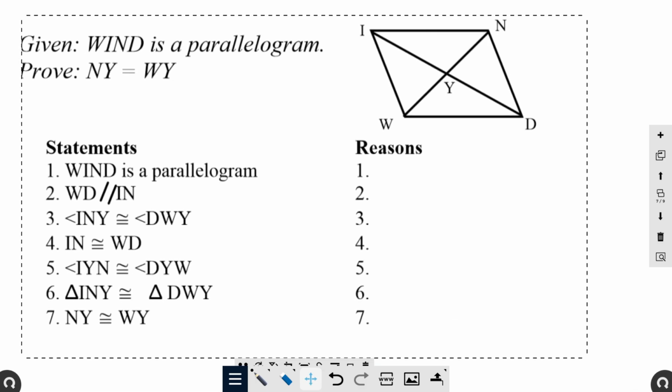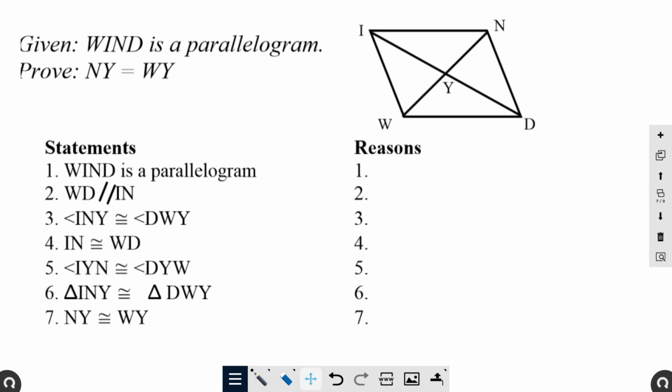Now, don't forget, when you start your proof, always look at what? What's given? Wind is a parallelogram. Well, that's your first reason. We were given wind is a parallelogram, so we're going to write given in that spot. All right, the next thing that we have, well, actually, probably before we go to the next thing, we need to think about what is a parallelogram. So maybe there's a definition we could look back at.